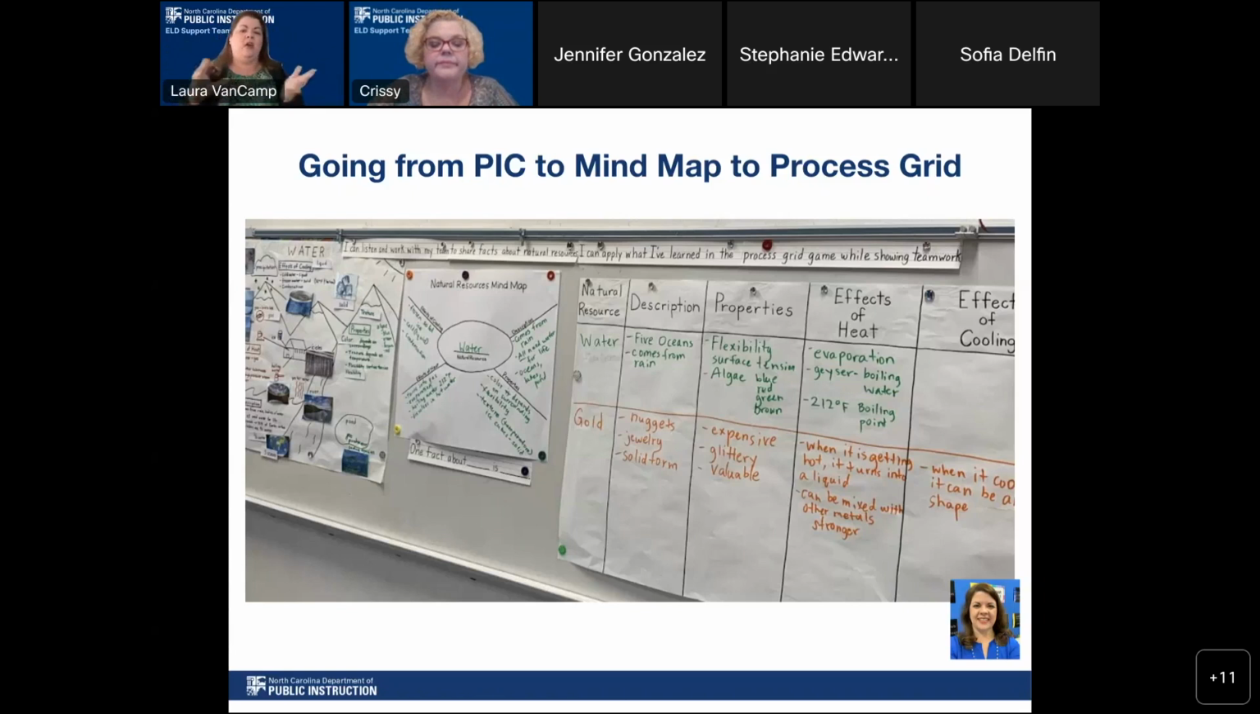Then we take that over to the process grid, and we ask students to get together in their teams to tell each other facts that they've learned in their expert groups, and they can teach their team about that particular row. So water would be all of my number ones. So the number one person that chose to be number one in that group, he or she would take out their mind map and they would teach their teammates about the different categories very quickly.